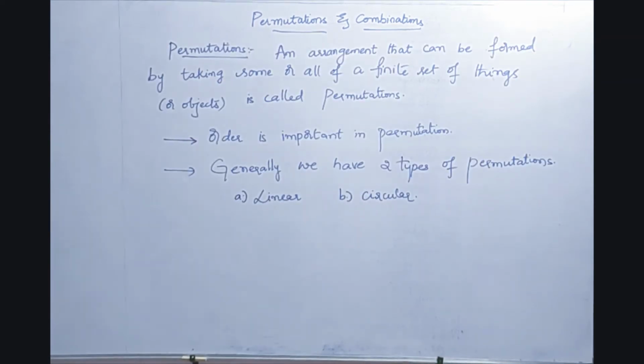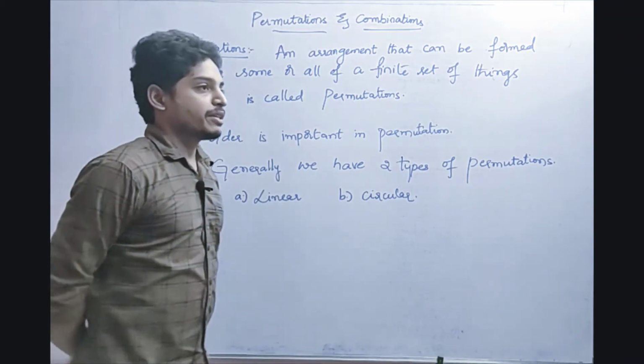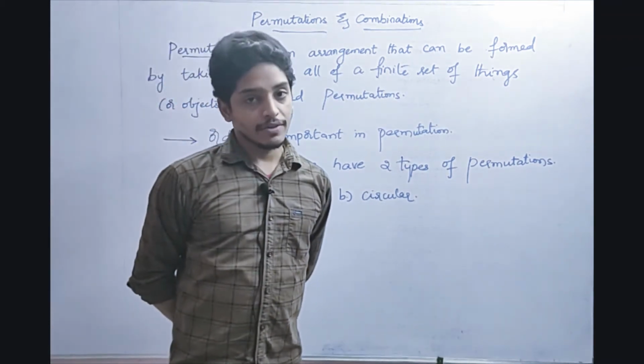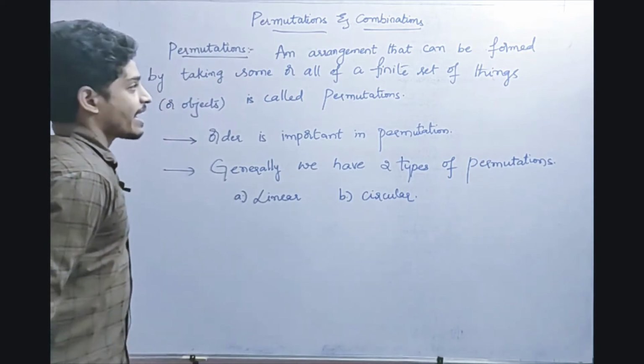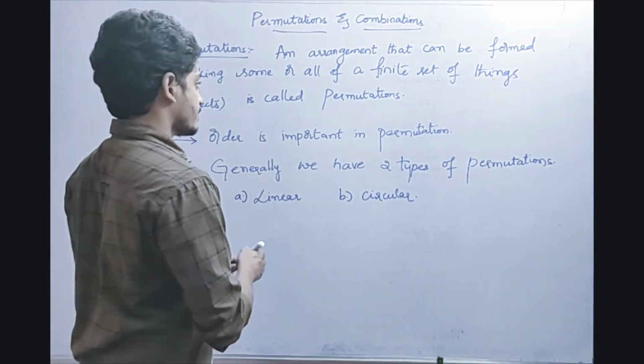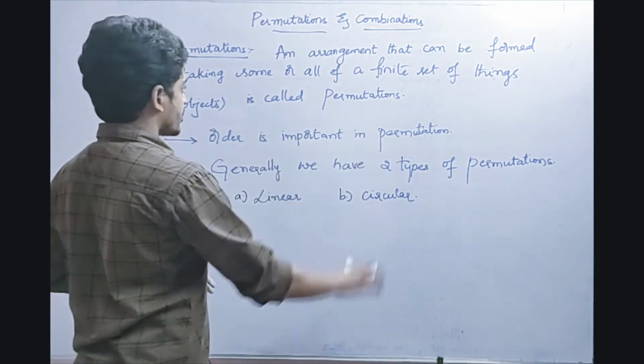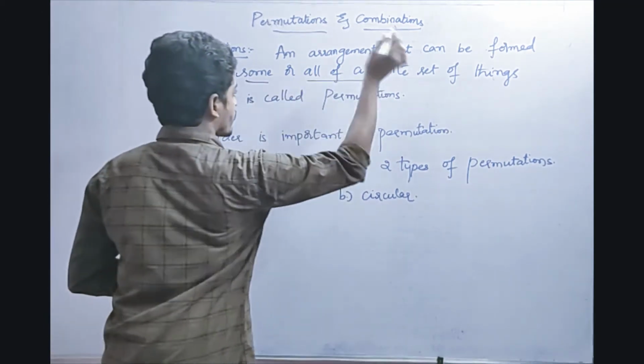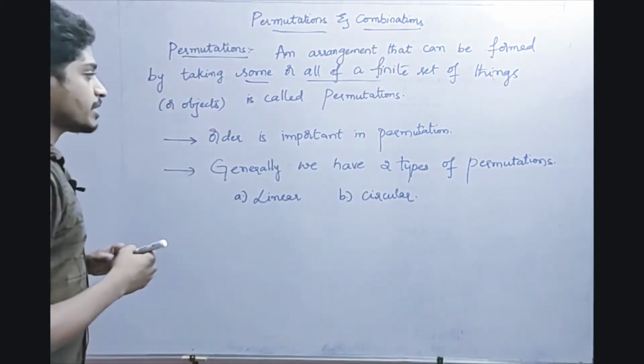Okay, now let us see what permutations is. Friends, permutations are nothing but arrangements, right? So I can say that an arrangement that can be formed by taking some or all of a finite set of things or objects is called permutations. Some or all of a finite set of things is nothing but a permutation, friends.